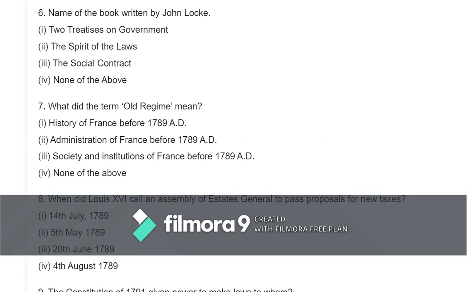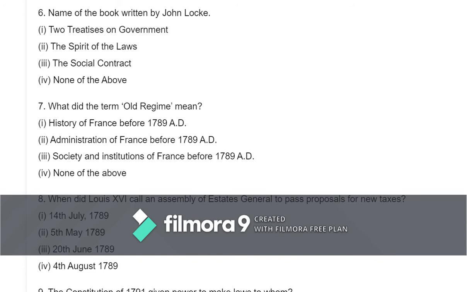Now, going to the sixth question, that is, name of the book written by John Locke. So the answer is Two Treatises. Here the mistake is on. It is Two Treatises of Government, and the idea which he wrote was to refute the doctrine of divine and absolute power of the monarch, or absolute rights of the monarch.